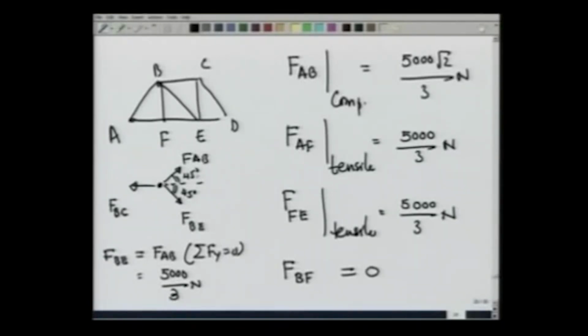The x component FBC balances the x component of FAB as well as FBE, and therefore I can write right away that FBC must be twice the x component of FAB, or so this FAB is 5000 root 2 over 3 newtons, twice the x components of FAB or FBE. Let us do that now.